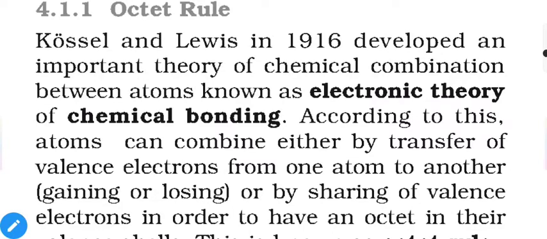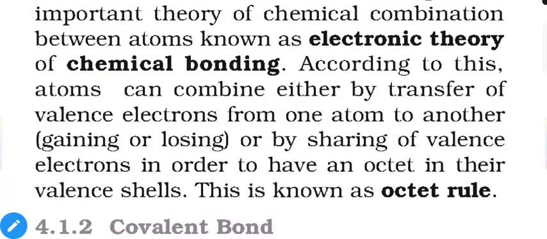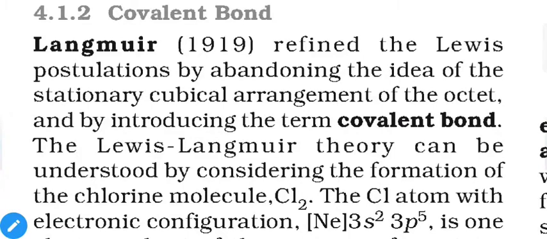Kossel and Lewis in 1916 developed an important theory of chemical combination between atoms known as the electronic theory of chemical bonding. According to this, atoms can combine either by transfer of valence electrons from one atom to another, gaining or losing, as mentioned in the case of sodium and chlorine, or by sharing of valence electrons in order to have an octet in their valence shells. This is known as the octet rule. So either way, all atoms are trying to complete their octets, either by losing or gaining electrons or by sharing them. Now let us move on to covalent bonds.